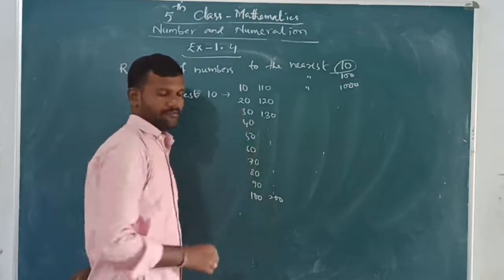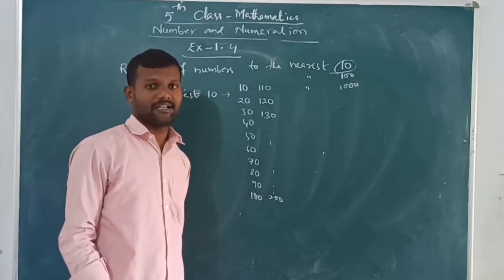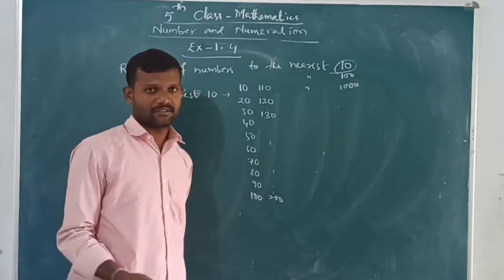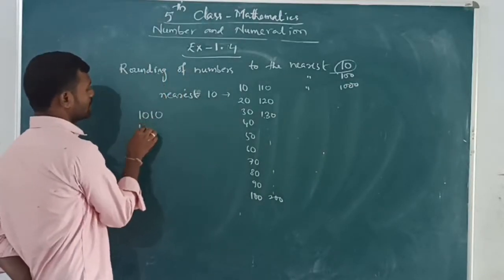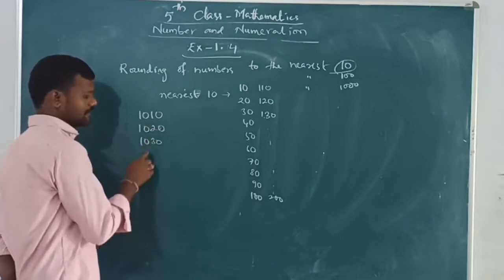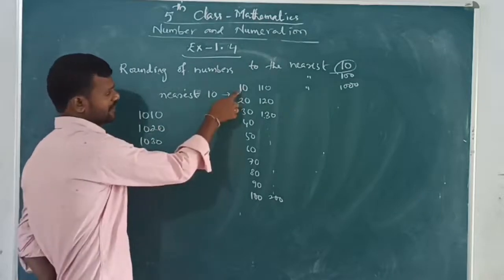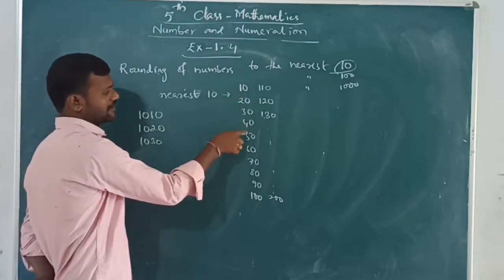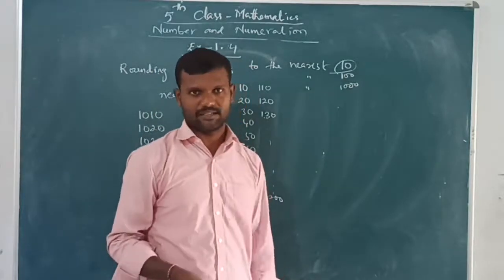These are tens. And if the number is more than that, in the thousands, how can we write it? 1010, 1020, 1030, like this. Then 1100, 1110, 1120, 1130, 1140. Next 1240, 1250, 1260, like that.